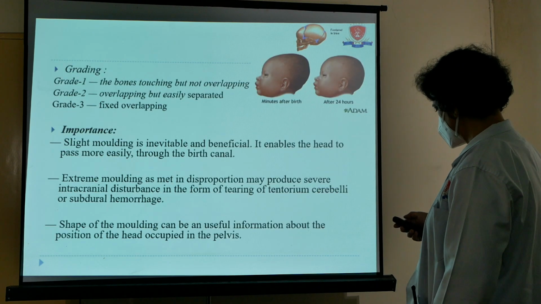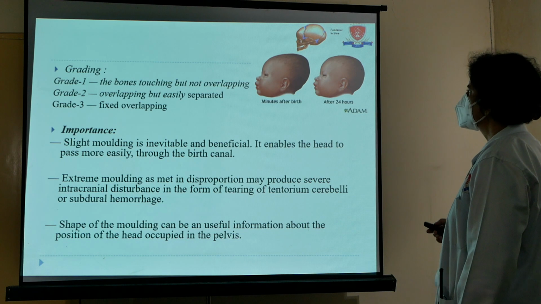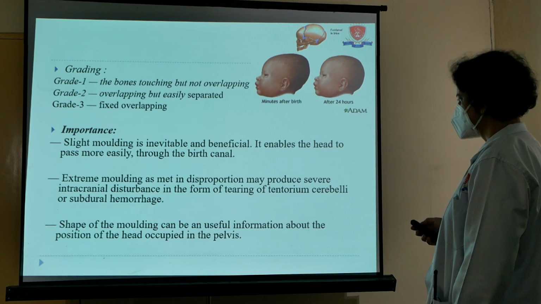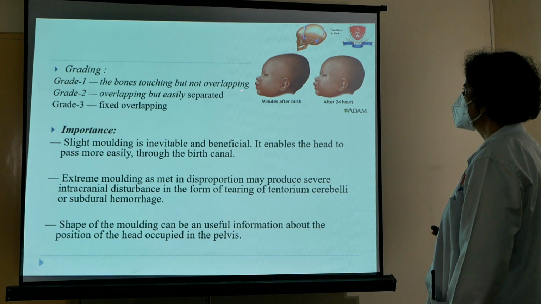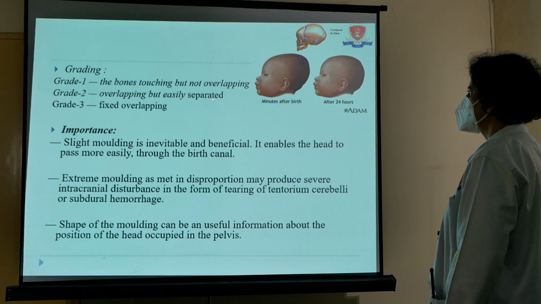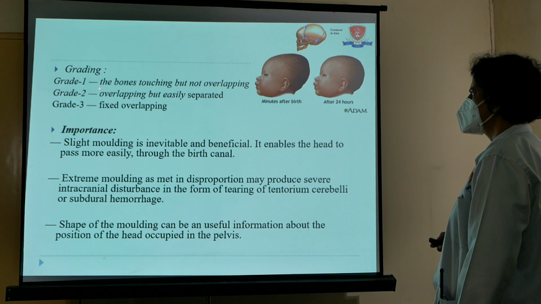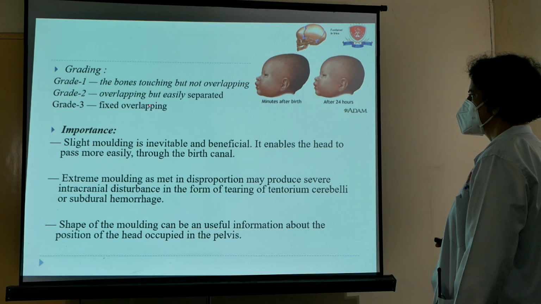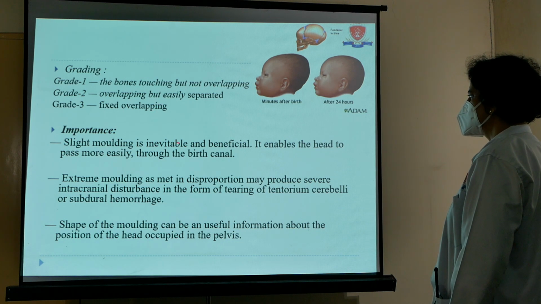So grading. In this grading, the sutures are becoming nearer. In grade 1, the bones are touching but not overlapping. In grade 2, overlapping occurs but it is easily separated, meaning it is reducible overlapping. But in grade 3, it is irreducible overlapping. Slight molding is inevitable and beneficial. It enables the head to pass through the birth canal more easily.